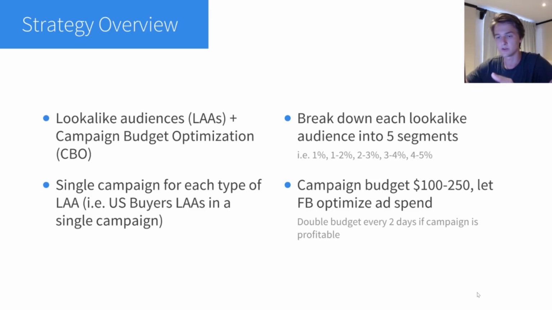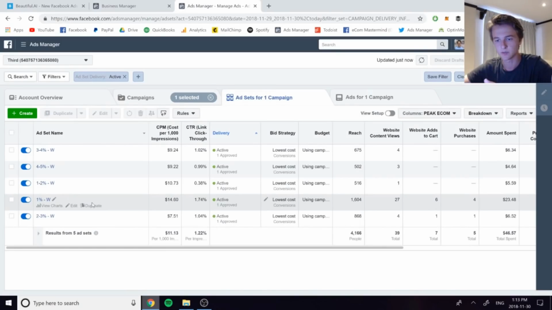It's not complicated, but you do need to have some data to work with. Now I'm going to show you guys how to set this up in practice if you've never set up CBO and lookalike audiences. So just to show you guys an example, this is a new campaign that I've been testing. I launched this today, and as you can see, I'm using the exact strategy. So in this case, it's a 95% video viewers lookalike to the United States. And what I've been doing is I just broke it down into 5 segments. So 1%, 1 to 2, 2 to 3, 3 to 4, 4 to 5.